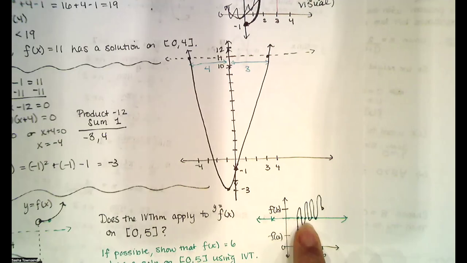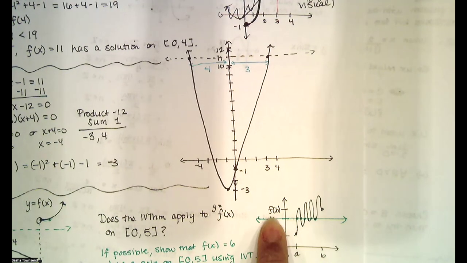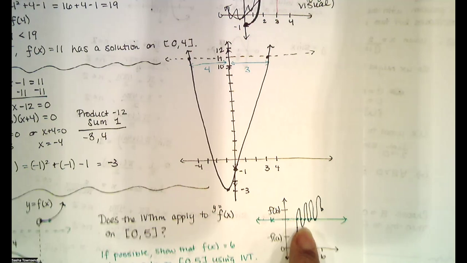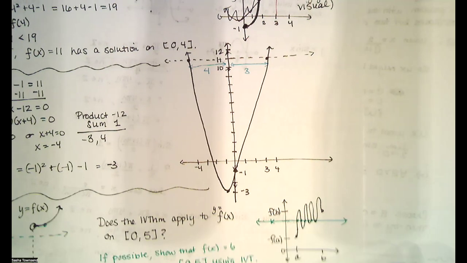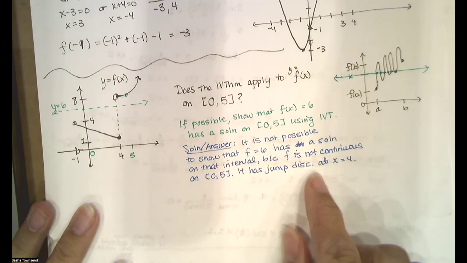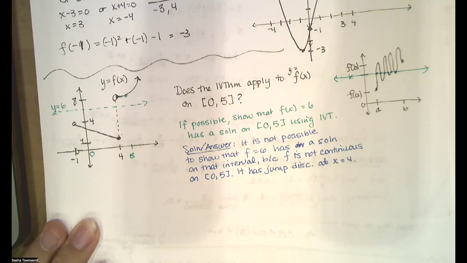But we could draw some more interesting curves that have a lot of hills and valleys where that function might cross that horizontal line more than one time. Okay. So that's an example. Let's look at another example.